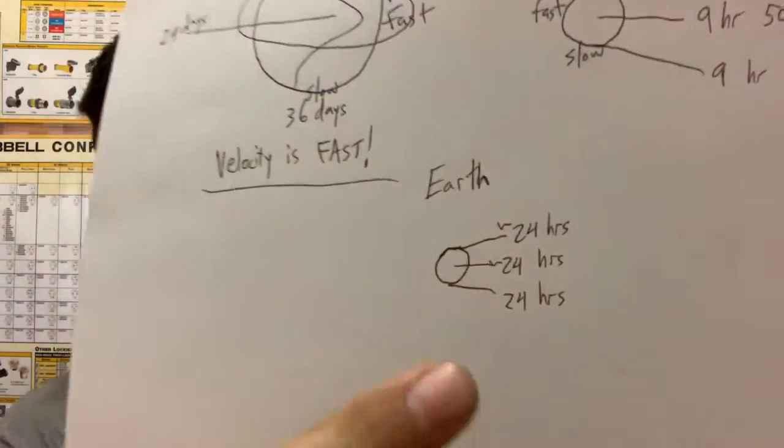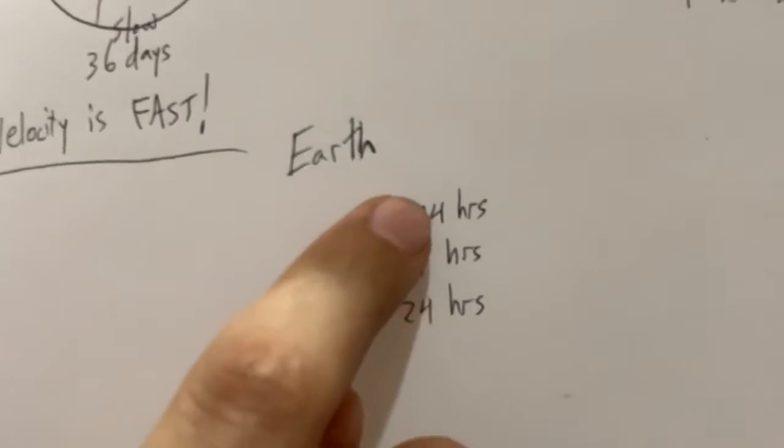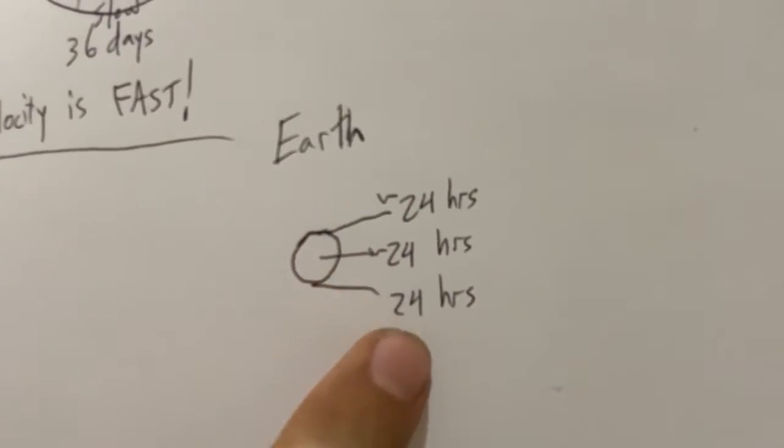The Earth doesn't have any differential rotation between the poles and the equator. It's 24 hours up here, 24 hours in the middle, 24 hours at the bottom. Of course, it's actually about 23 hours and then 50 something minutes, something like that. It's not exactly 24 hours.